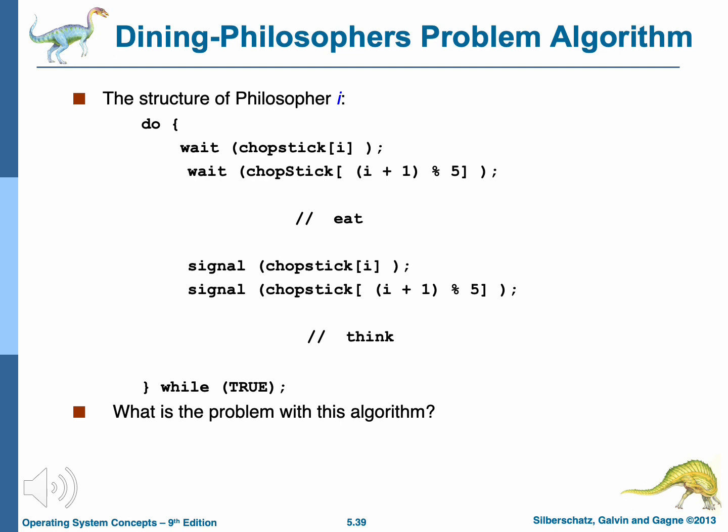Although this solution guarantees no 2 neighbors are eating simultaneously, it nevertheless must be rejected because it could create a deadlock. Suppose that all 5 philosophers become hungry at the same time, and each grabs her left chopstick. All the elements of chopstick will now be equal to 0. When each philosopher tries to grab her right chopstick, she will be delayed forever.